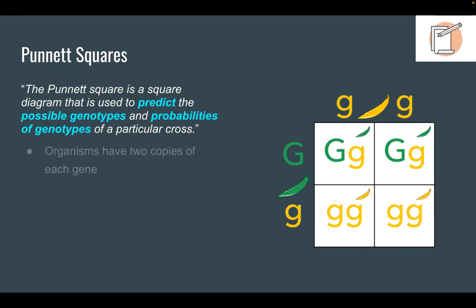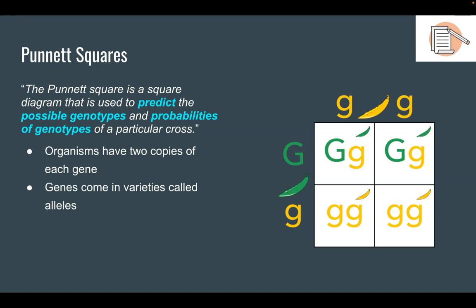A few reminders. First is that all organisms have two copies of a gene. So parents have two possible genes to pass down to offspring. Genes also come in varieties called alleles. Finally, dominant alleles overpower recessive alleles. A reminder that a dominant allele is always expressed, while a recessive allele is only expressed if there is no dominant.